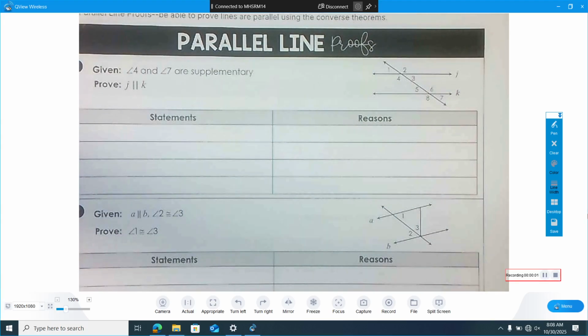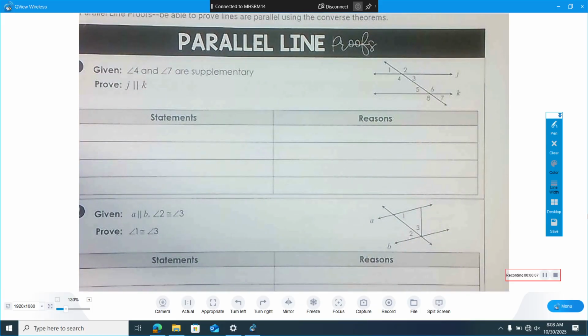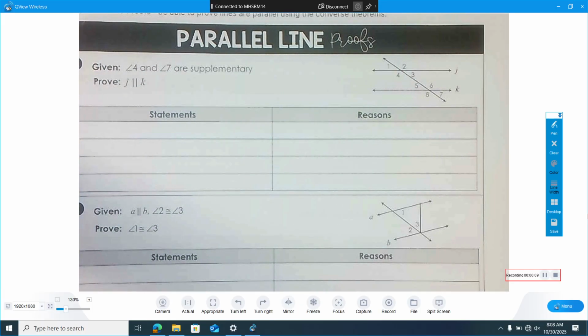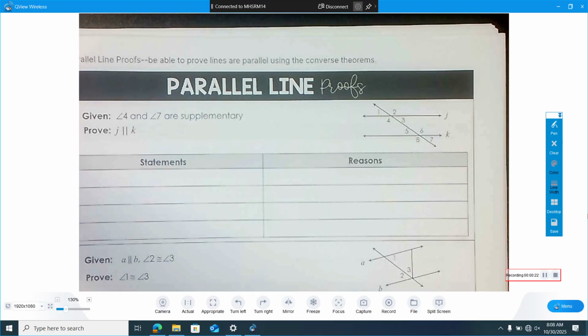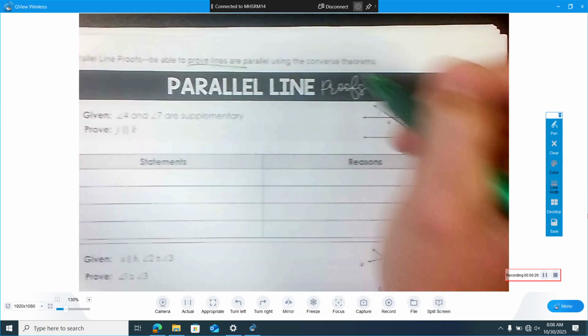These are parallel line proofs, which are not too bad. So we're going to do a few examples here, and then I have a little practice for you to do, of course. We're going to be able to prove lines are parallel using the converse theorems.